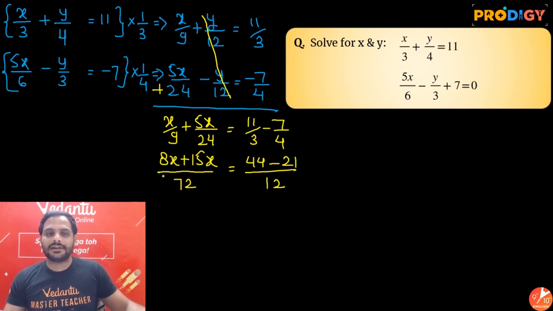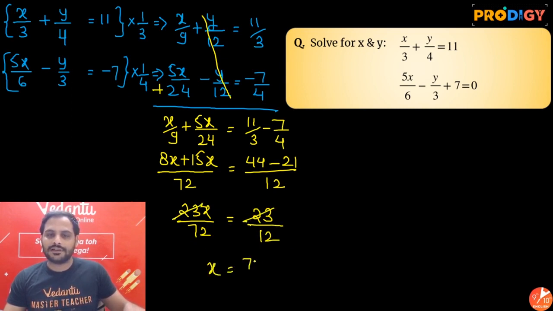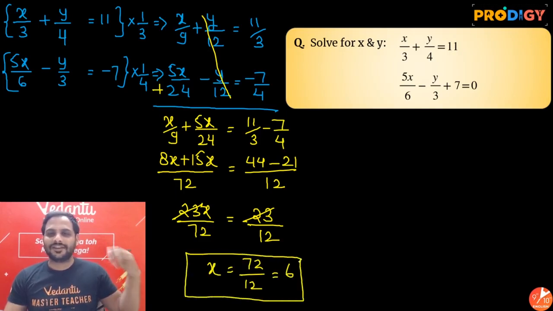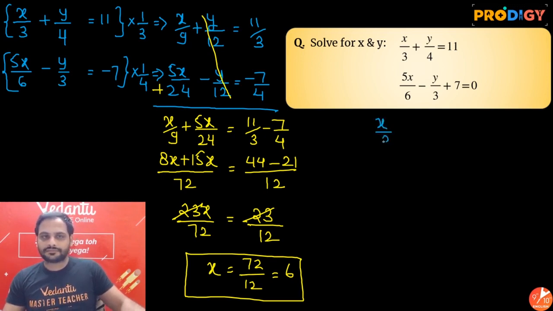All right. So what we are getting, beta, 8 plus 15 is 23x by 72 is equal to 44 minus 21, which is 23 upon 12. Shift this over here, 23 and 23 got cancelled, x is equal to 72 by 12, which is equal to 6. Now if x is equal to 6, put this in any of the equations. Suppose I put it in the first equation. So the first equation is x by 3 plus y by 4 is equal to 11.